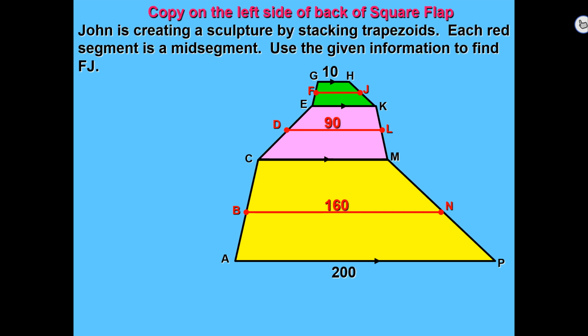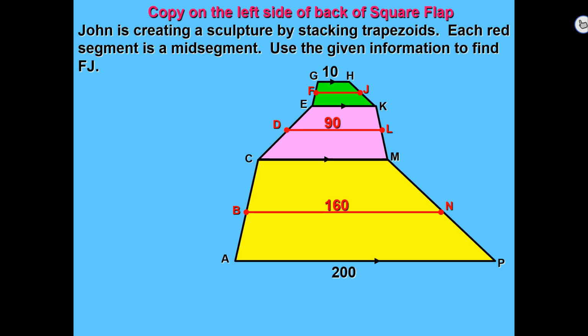And for the trapezoid on the top, we know the very top base, base 1 of that green trapezoid, has a length of 10. And its vertices are G, H, E, and K. And you need to also draw in this mid-segment here from F to J.